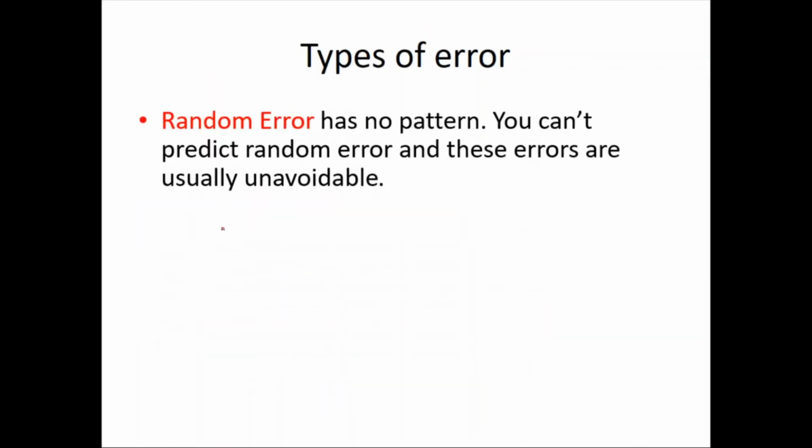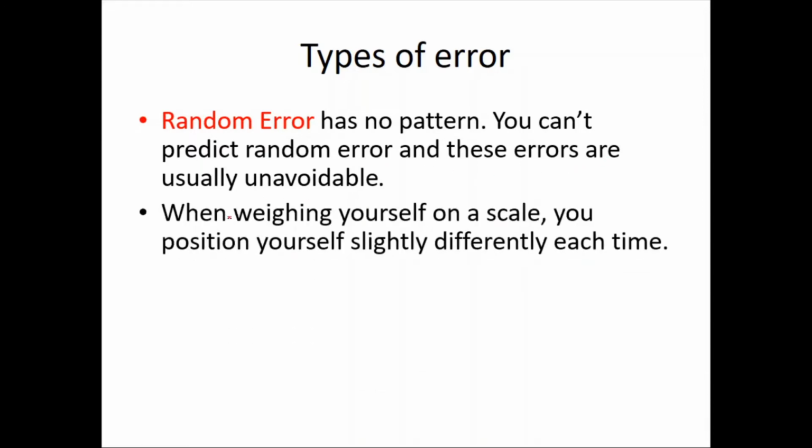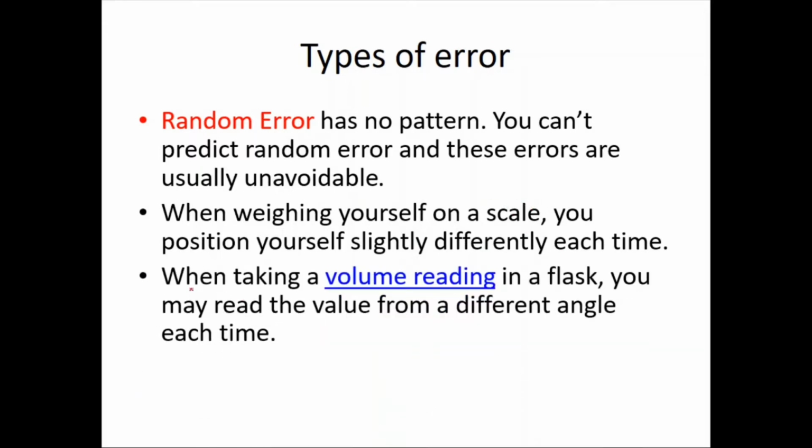Let's look at the types of errors. Random error has no pattern. We cannot identify the source of the random error. You cannot predict random error, and these errors are usually unavoidable. For example, when weighing yourself on a scale, you position yourself slightly differently each time, and each time you are going to measure a different weight. For example, when taking a volume reading in a flask, you may read the value from a different angle each time, and since you are reading from different angles, each time you are going to measure different values, and they are going to be random errors.